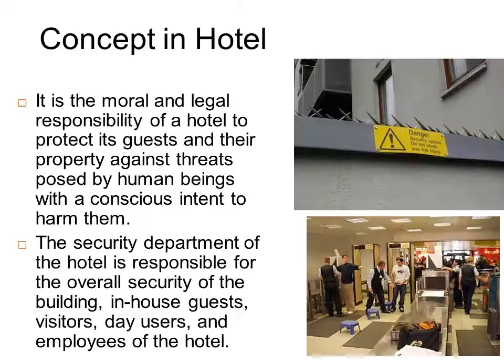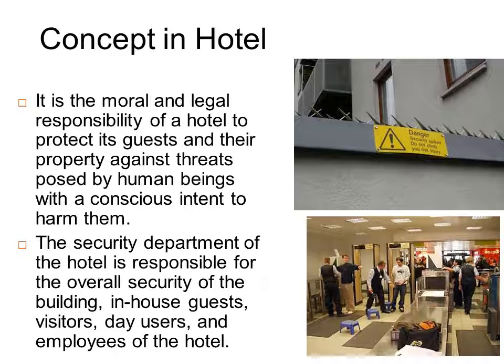Hotel security is protecting everybody's interests. The concept in hotels: the first is that it is the moral and legal responsibility of a hotel to protect its guests and their property against threats posed by human beings, which is conscious intent to harm them. Second, the security department of the hotel is responsible for overall security of the building, in-house guests, visitors, day users, and mainly employees of the hotel.